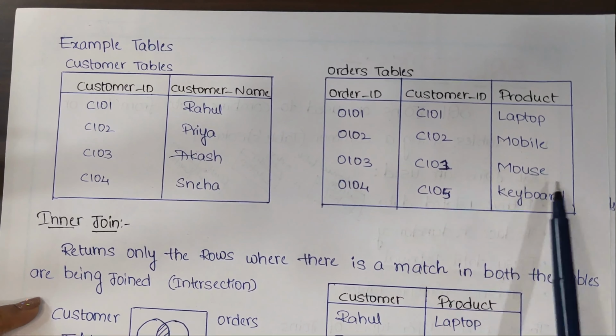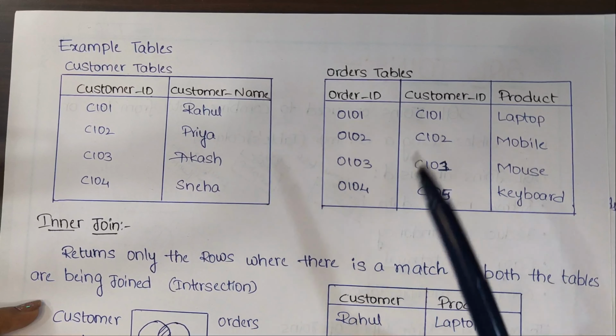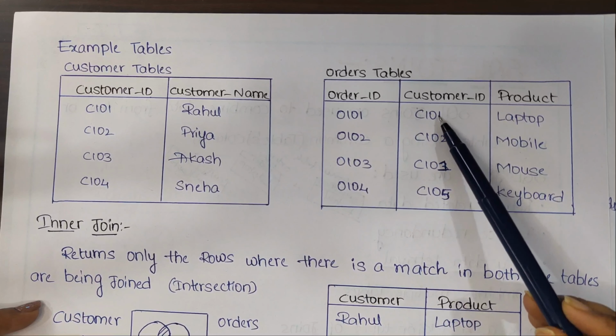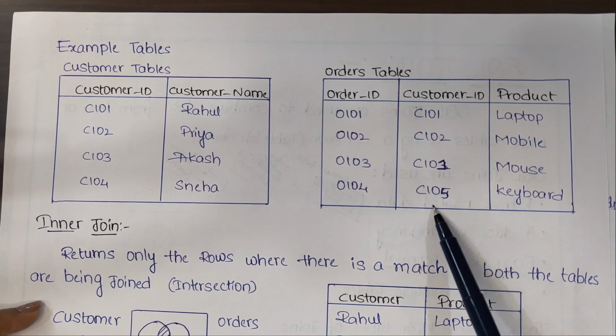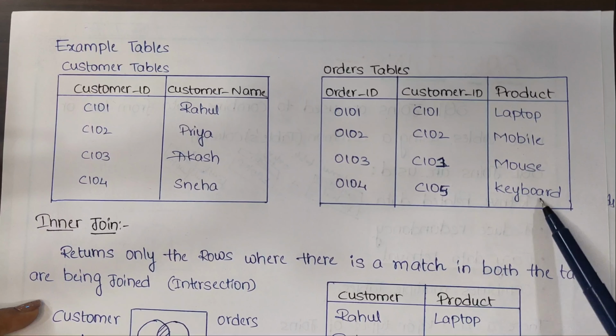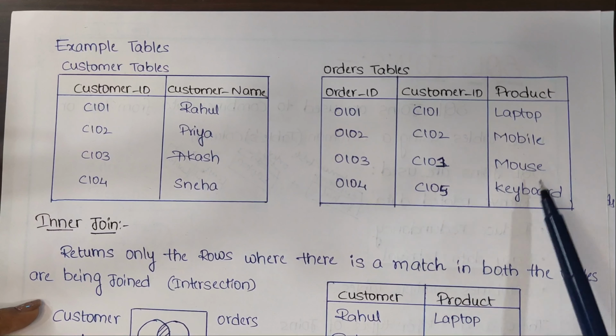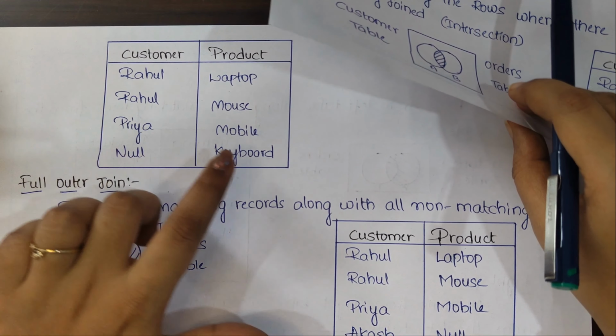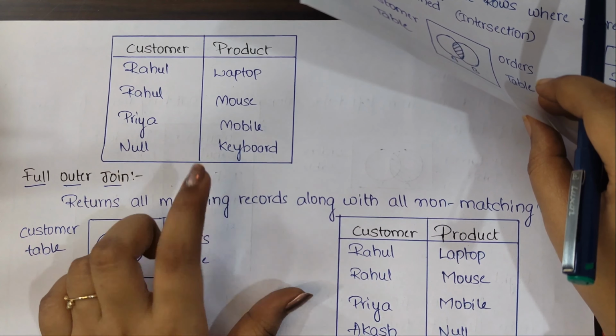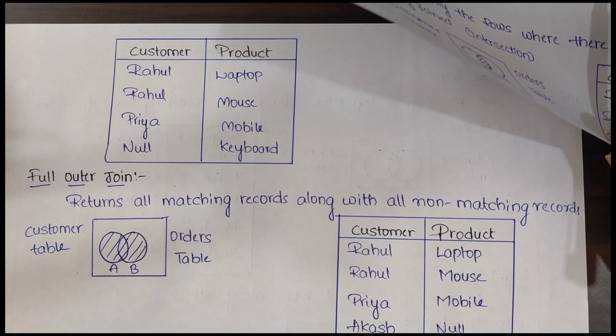And next we need to see the right table record which is not matching. We already wrote C101, 102 and 101, right? So the only thing left was 105 and the product bought was keyboard. We don't know the person who bought this product, right? So we'll write here customer ID as null and product bought was keyboard. This is what right join is all about.